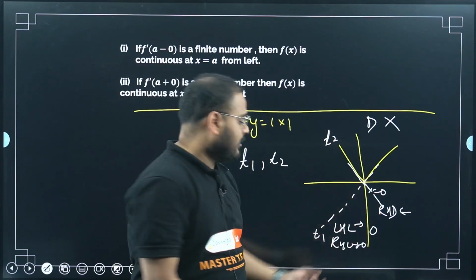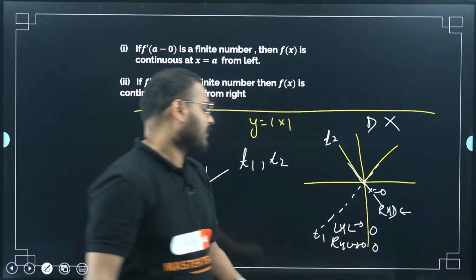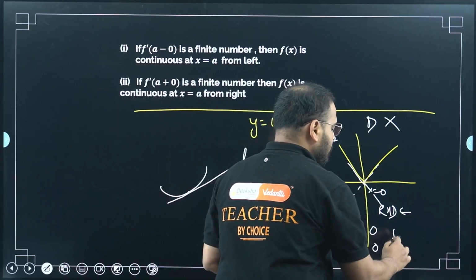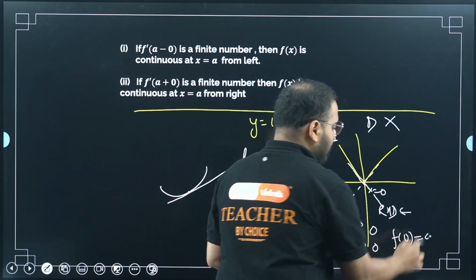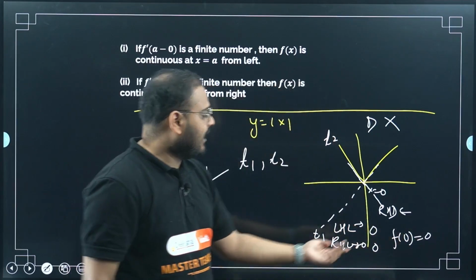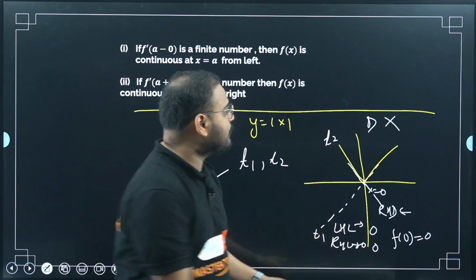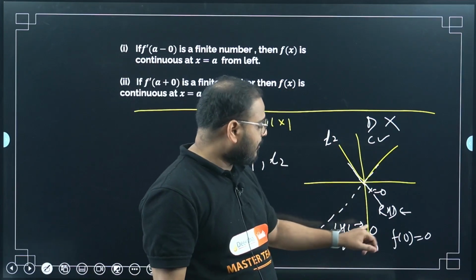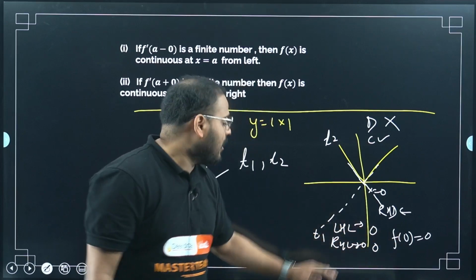Right after 0 is 0 only, right? Is 0 only, and the function's value is also at 0. So f of 0 is also 0. So please check: LHL is 0, RHL is 0, and the function's value is also 0. Means the function is continuous, but not differentiable. Why continuous? Because f of 0 is 0, LHL is 0, RHL is 0.